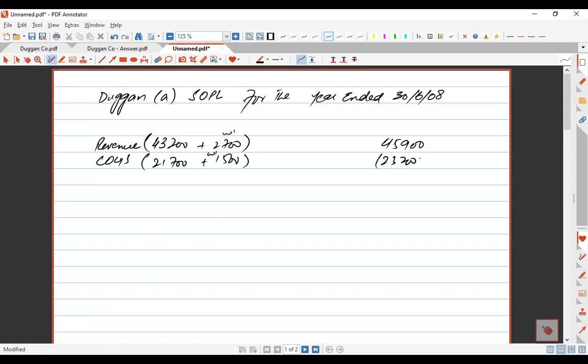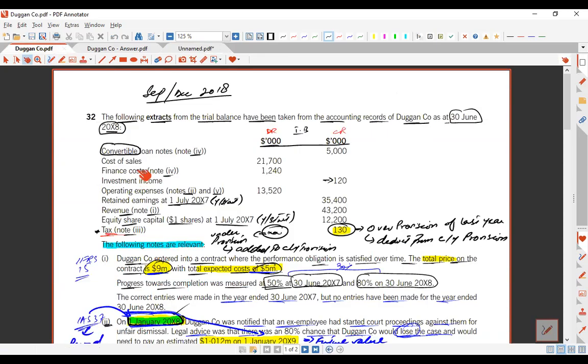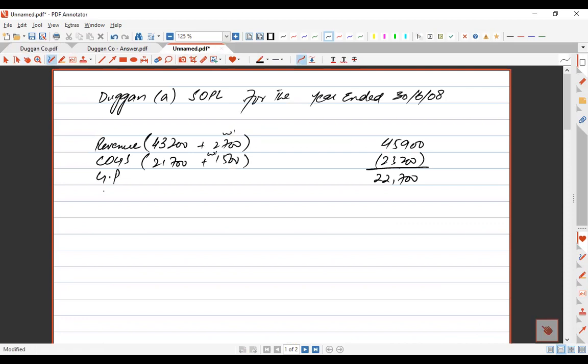Please do check the values as I'm calculating. If cost of goods sold is deducted from the revenue, the gross profit amount of 22,700 is calculated. By the way, there is investment income given in the trial balance. Please do not ignore this one. Investment income is added after the gross profit calculation. So directly I'm not taking any other thing. First of all, I'm adding the investment income to the gross profit, and this investment income is directly given in the trial balance. So 120 is added to the gross profit.